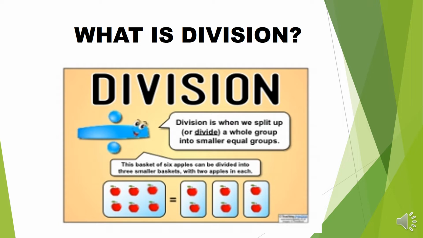For example, in this picture, there are 6 apples and we have to divide 6 apples into 3 smaller baskets. When we have divided the 6 apples into 3 smaller baskets, each basket will get 2 apples. Can you see the apples are divided equally among 3 baskets? So this is how we do division. Division is basically the distribution of things equally among groups.